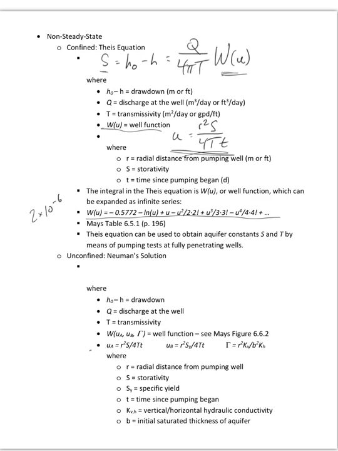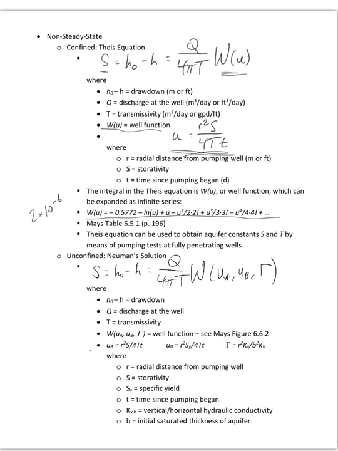For the unconfined case, we have something called Neuman's solution. Neuman's solution looks somewhat similar. Again, S, the drawdown, is equal to h sub 0 minus h, which is Q over 4 pi T times a different function, also a well function, but this one is not just a function of one parameter, but of 3 parameters, u sub A, u sub B, and this one.